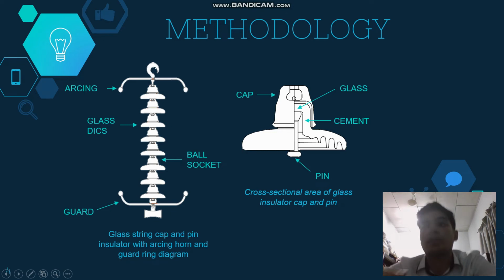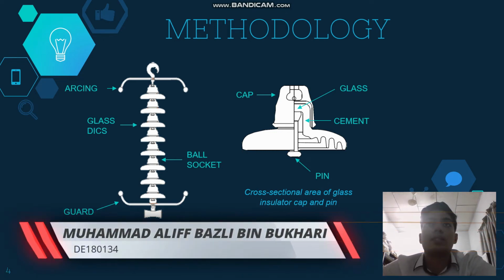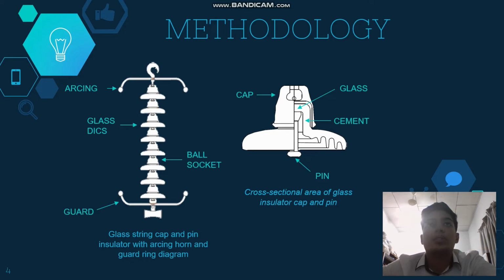Assalamualaikum warahmatullahi wabarakatuh. My name is Muhammad Ali Bazli bin Bukhari. I will go through the methodology part. There are two different diagrams here, following their essential components. The first one is the glass string cap and pin insulator with arcing horn and guard ring diagram. The essential components, as you can see in my slide, are the arcing horn, glass disc, ball socket, and guard ring. The second one is the cross-sectional area of the glass insulator cap and pin. There are cap, glass, cement, and pin.